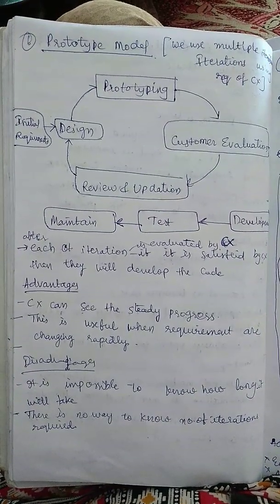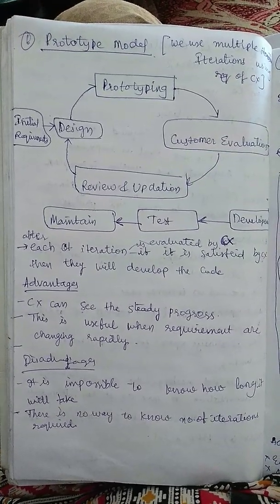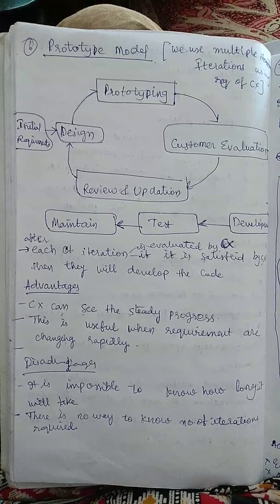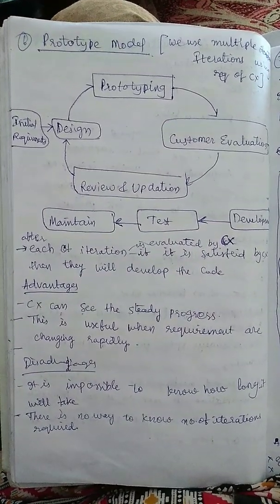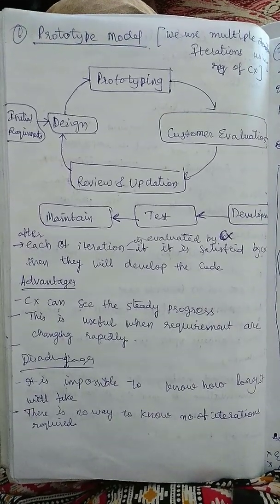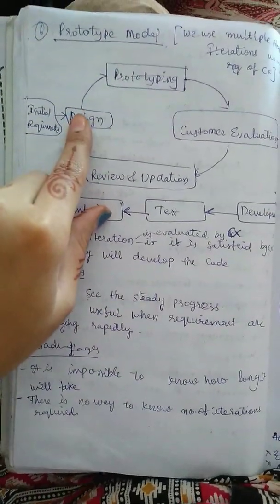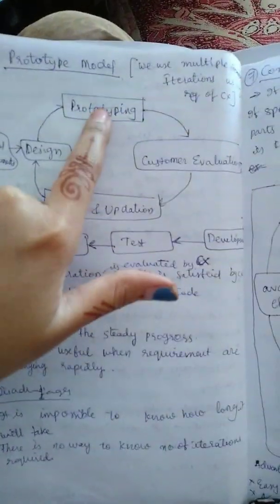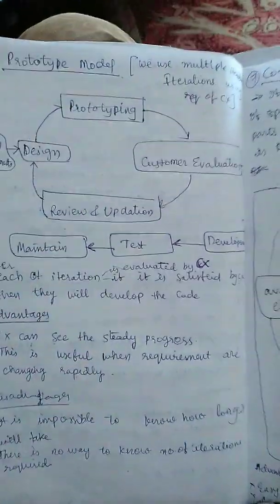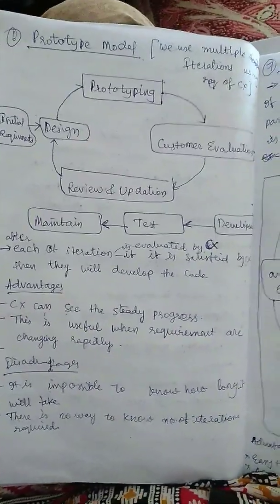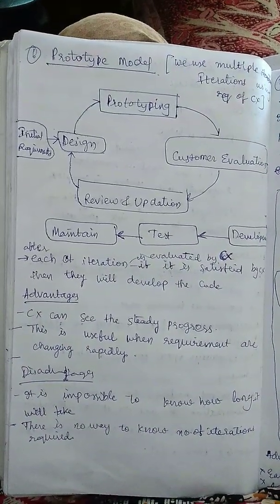What are the advantages? The advantage is that the customer can see the steady progress, like as we are making him review in each and every phase, so it will be a steady progress. This is useful when requirements are changing rapidly. If the customer wants a requirement here, and he wants AB here and he wants ABC here, we can update all the things in each and every phase. So that is why it is useful for rapidly changing requirements.